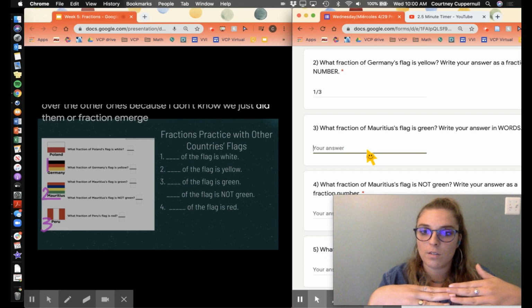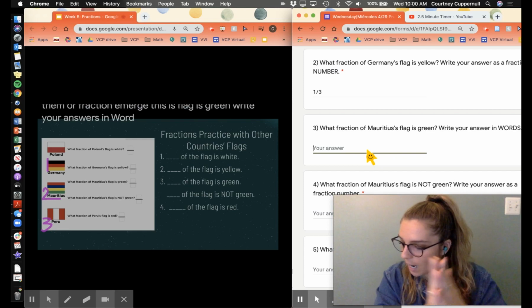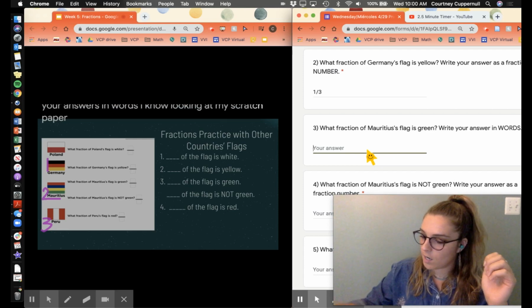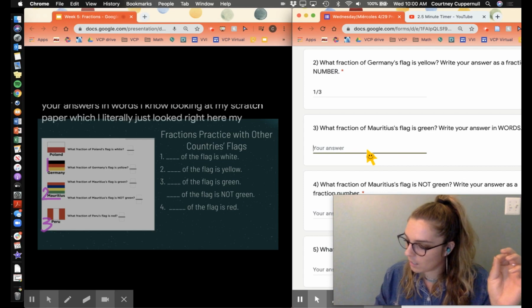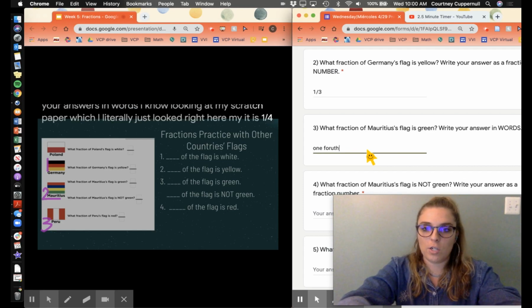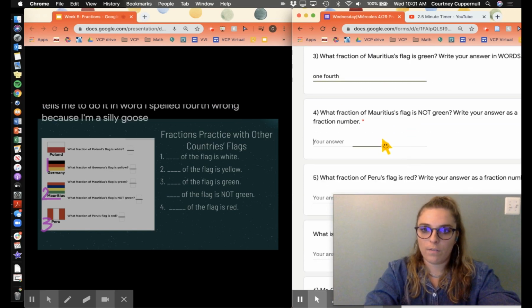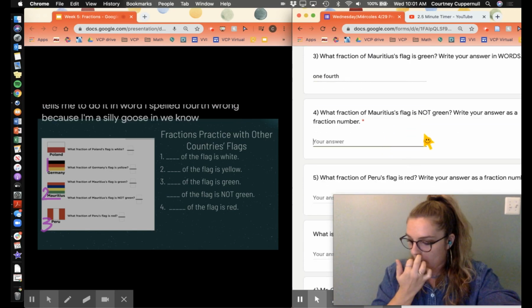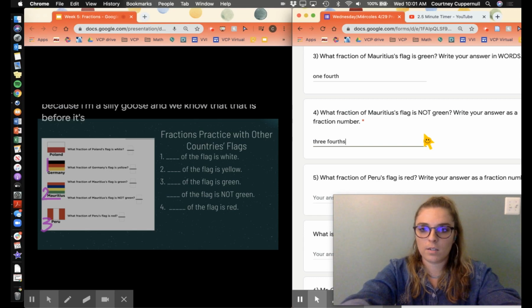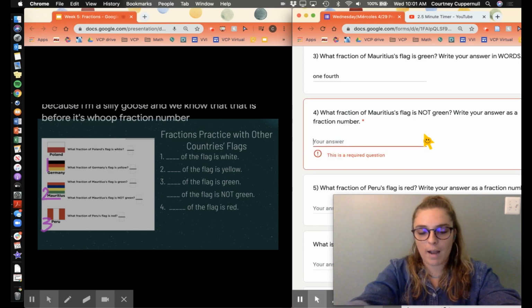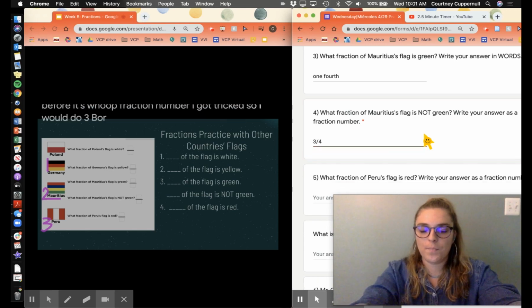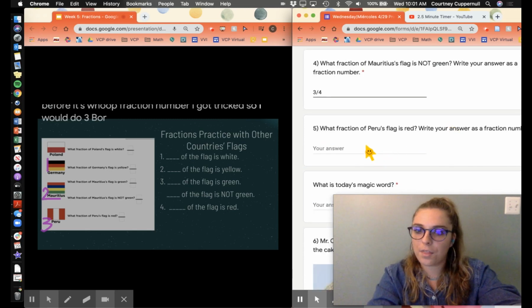What fraction of Mauritius's flag is green? Write your answers in words. Looking at my scratch paper, which I literally just looked at right here, it is 1/4. It tells me to do it in words. I spelled fourth wrong because I'm a silly goose. A fraction is not green. We know that that is 3/4. I got tricked. So I would do 3/4, putting that on the end.